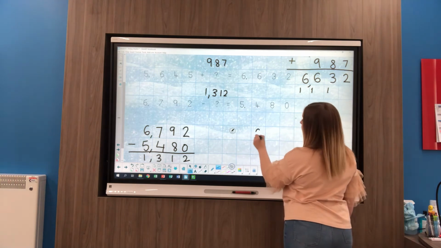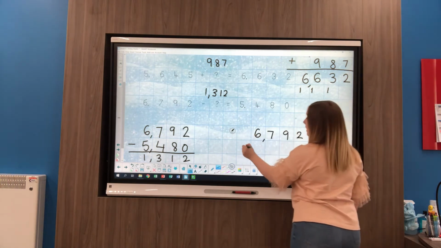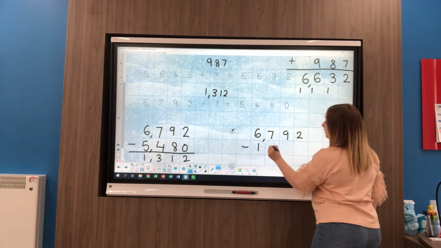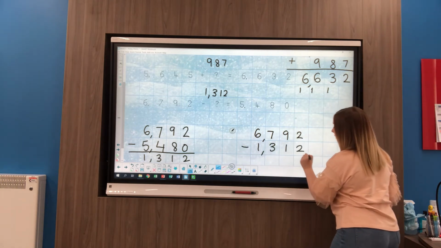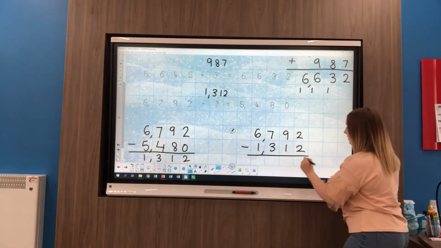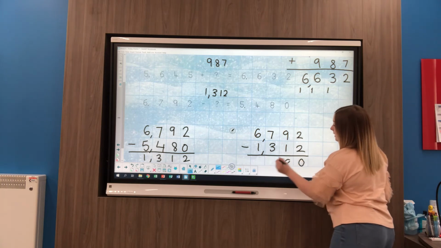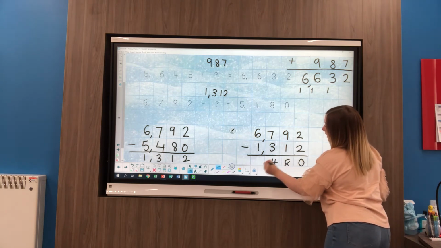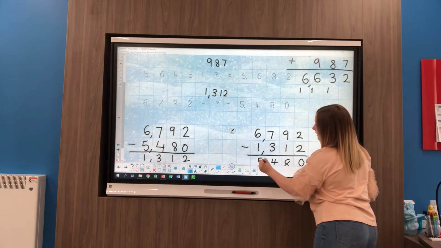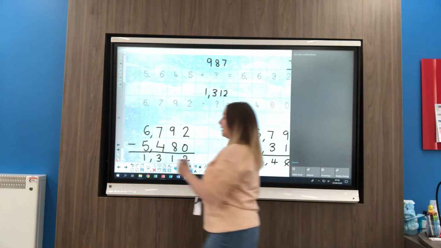And again, we're just going to check that by completing this calculation to see if we get the same answer. So again, 6,792, take away 1,312. We want to get this number here. So 2 take away 2 is 0. 9 take away 1 is 8. 7 take away 3 is 4. And then 6 take away 1 is 5, which is the same. So we know that our missing number is correct.